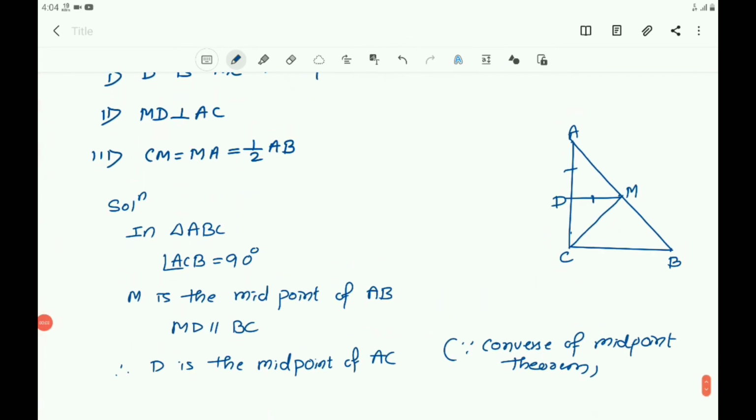To prove the second one, MD perpendicular to AC, here we have to show that angle ADM equals 90 degrees. Here it is given that DM is parallel to BC and AC becomes the transversal. So angle ADM must be equal to angle ACB, as they are corresponding angles made by the transversal AC of DM parallel to BC. As angle ACB is 90 degrees, angle ADM is also 90 degrees. That you can get this way.